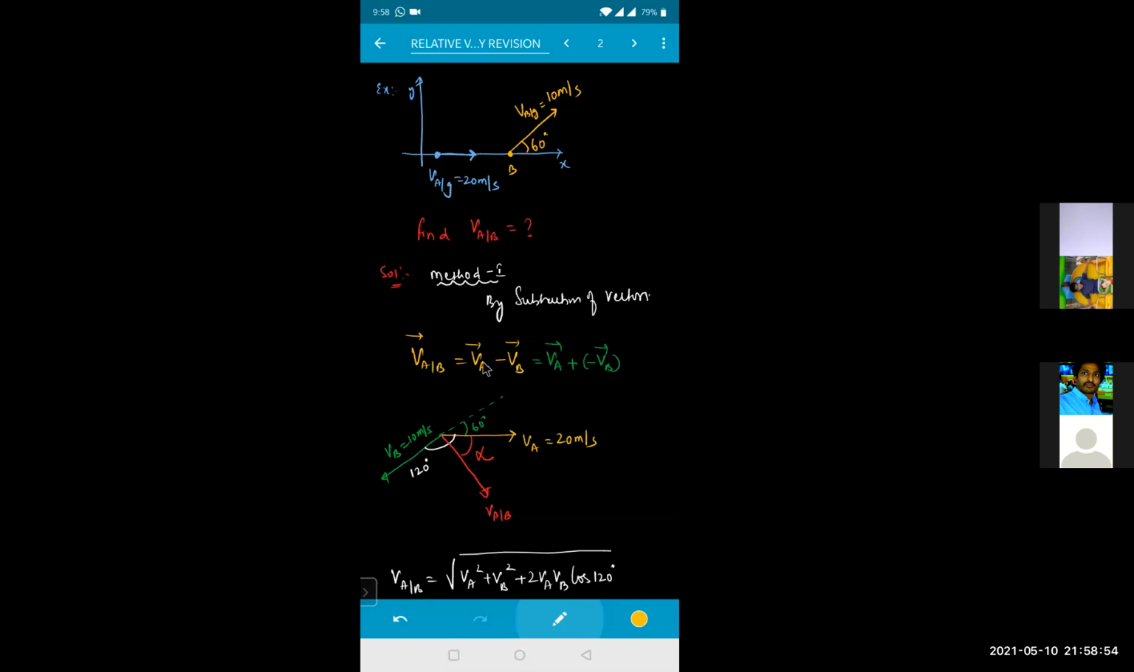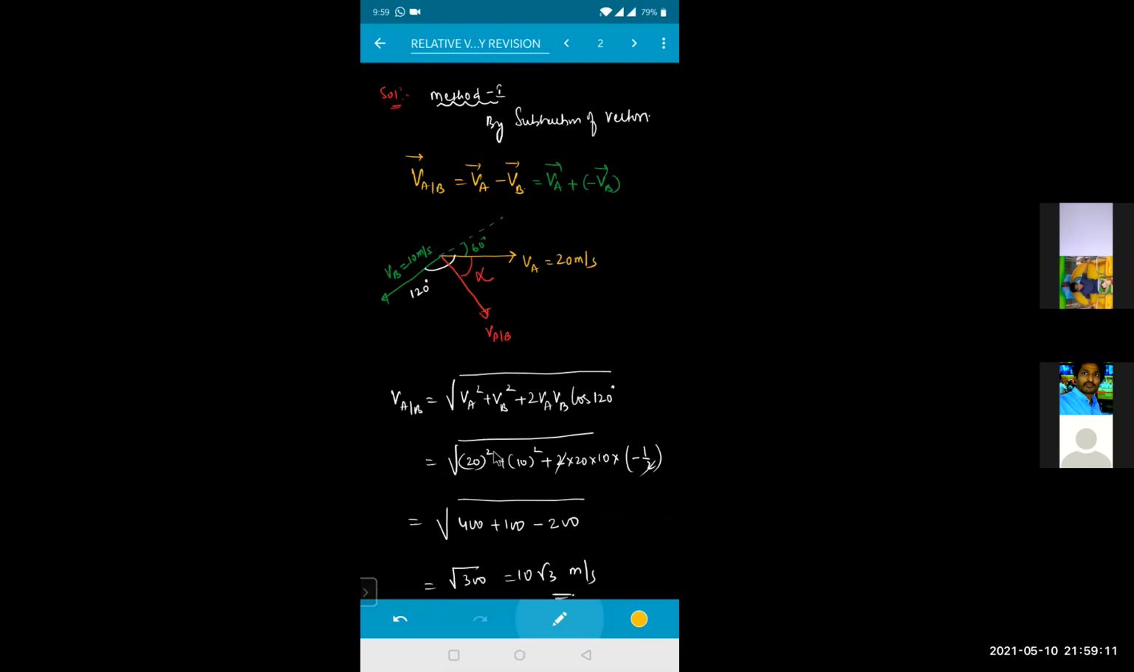So velocity of A with respect to B means VA minus VB. That means it is VA plus minus of VB. That means it is addition of the negative vector of B. So just reverse the direction of B. So I'm reversing the direction of B. If this is making an angle of 60 degrees, the angle between A and B will be equal to how much? 120 degrees.